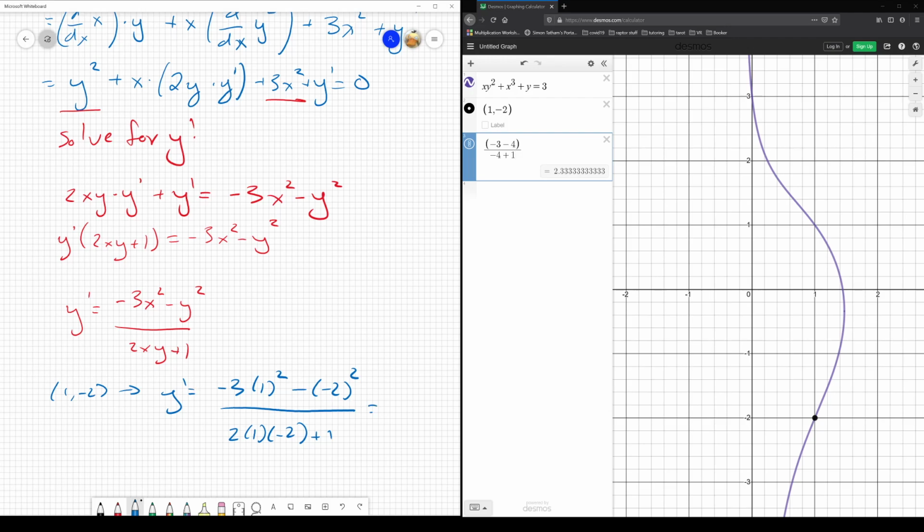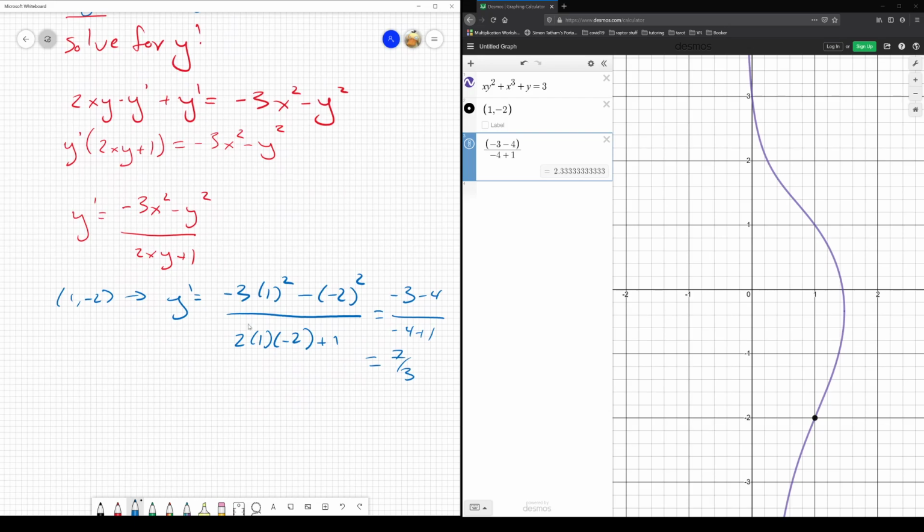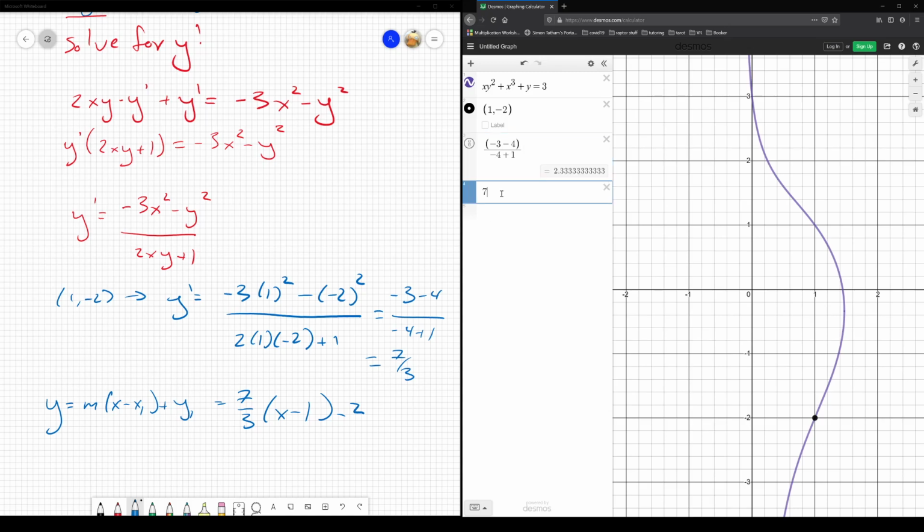The numerator works out to negative 3 minus 4 over negative 4 plus 1. Well, that's 7/3. Right. So then if I use point slope form of a line, I get y equals m times x minus x1 plus y1. That's 7/3 times x minus 1 minus 2. So if I go over here and I type 7/3 x minus 1 minus 2, there's your tangent line.